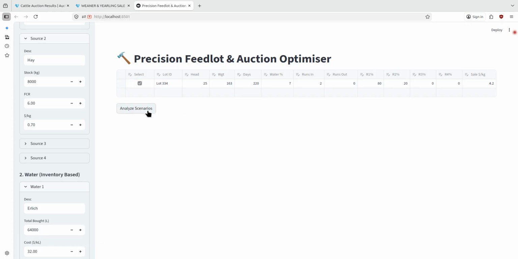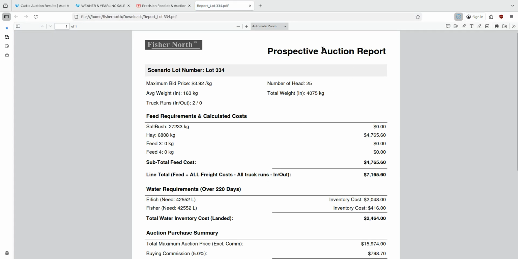Right, I can select that and go, right, now I'm going to select that and get a report. This will report trucks in and out, average weight bought for that lot at $3.92. This is my bidding sheet. So I've got a number ahead, the total weight, so I know the truck I have to get. It's not a big truck.